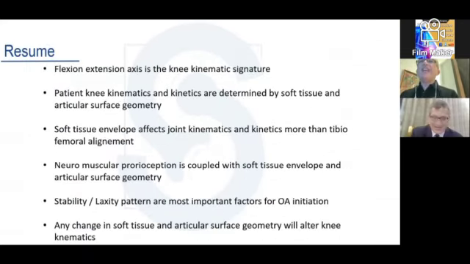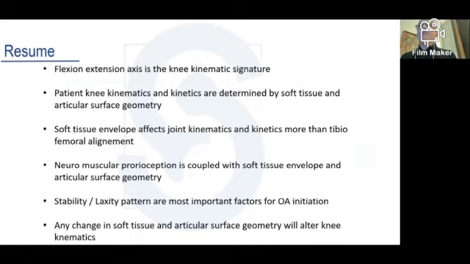Flexion extension axis is the knee kinematic signature, the most important one. Patient knee kinematics and kinetics are determined by soft tissue and articular surface geometry, both. Soft tissues, articular surface geometry.